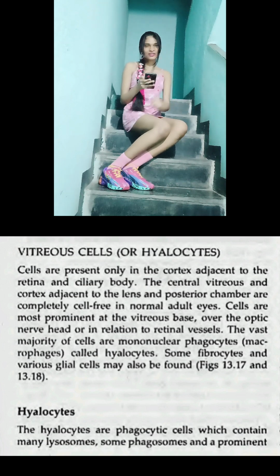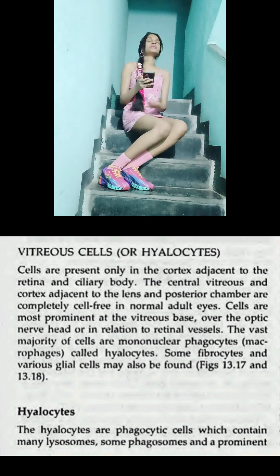Near the firm attachment, that is the vitreous base, overlying the optic nerve head and in relation to the retinal vessels, these cells, the hyalocytes, are more prominent. The vast majority of cells are mononuclear phagocytes, macrophages called hyalocytes. Some fibrocytes and various glial cells may also be found.